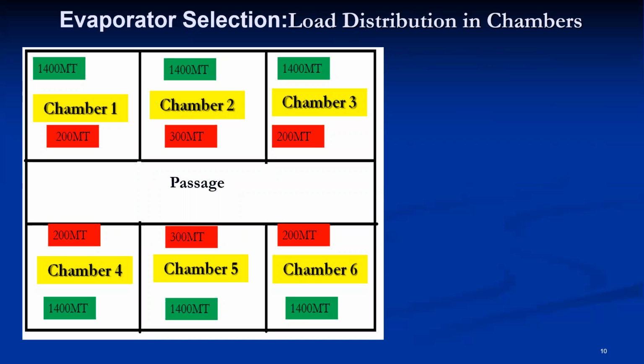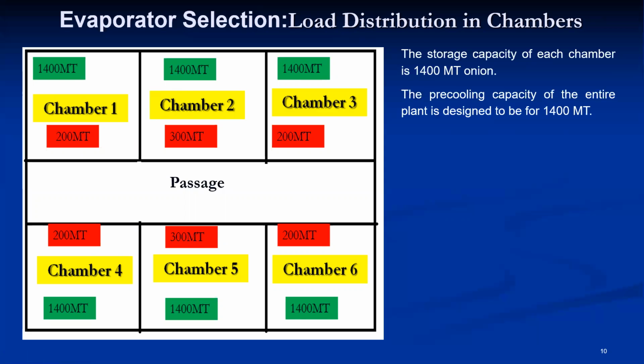Evaporator selection. In the previous part we discussed that there are 6 chambers, and the total load is 8400 metric ton of onion to be stored. Obviously, this is equally distributed in all chambers, so the storage capacity of each chamber is 1400 metric ton. So this is the holding requirement of the cold storage.